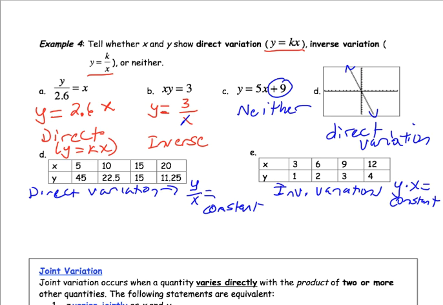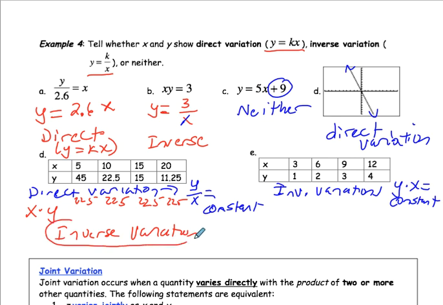Let's check inverse. So I'm actually going to check x times y for each of these. So x times y here, 45 times 5 is 225. X times y, 10 times 22.5 is 225. 15 squared is 225. And 20 times 11.25 is 225. So this is inverse variation.